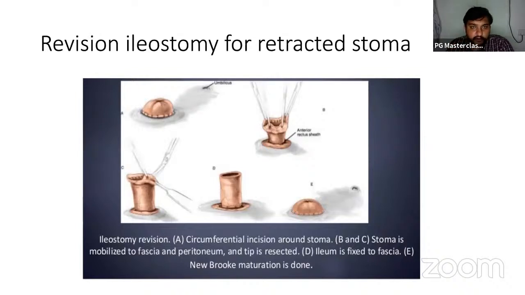The revision ileostomy for a retracted stoma is shown in this figure. A circumferential incision with a skin disc is placed around the stoma, after which we reach the anterior rectus sheath. The stoma is mobilized from the fascia and the peritoneum. The redundant part of the stoma is amputated, and then the ileum is fixed to the fascia, and then Brooke maturation is done by 3-point sutures.